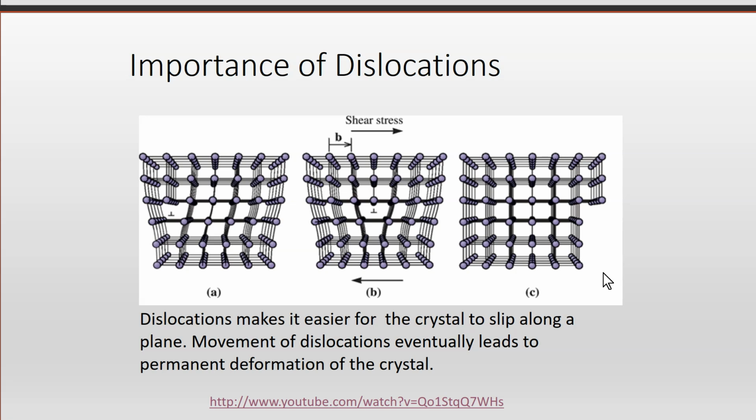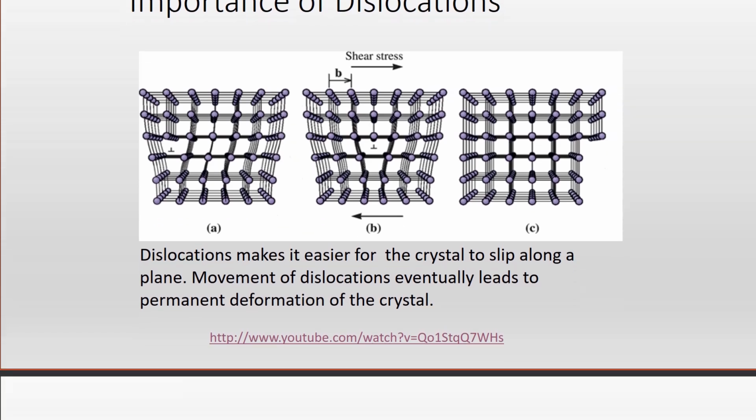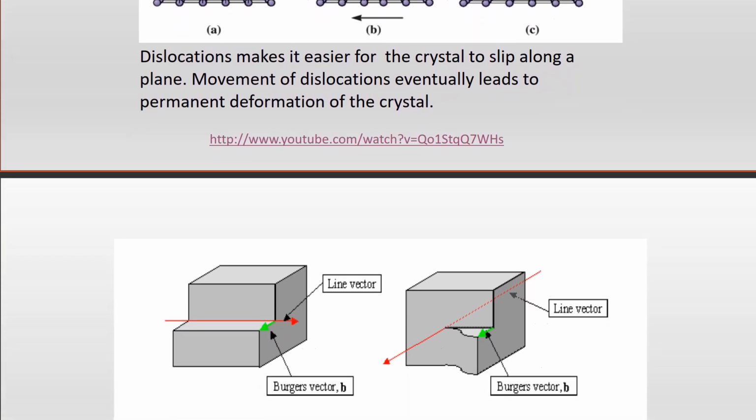If we want to strengthen the materials, then we can interfere with the movement of these dislocations. So dislocations are very important for understanding the theories of malleability and strengthening in metals and materials in general.